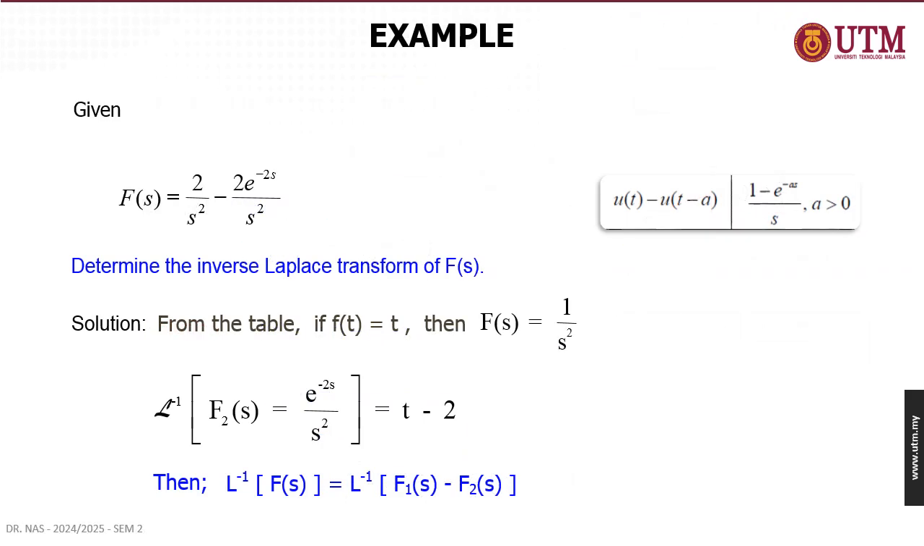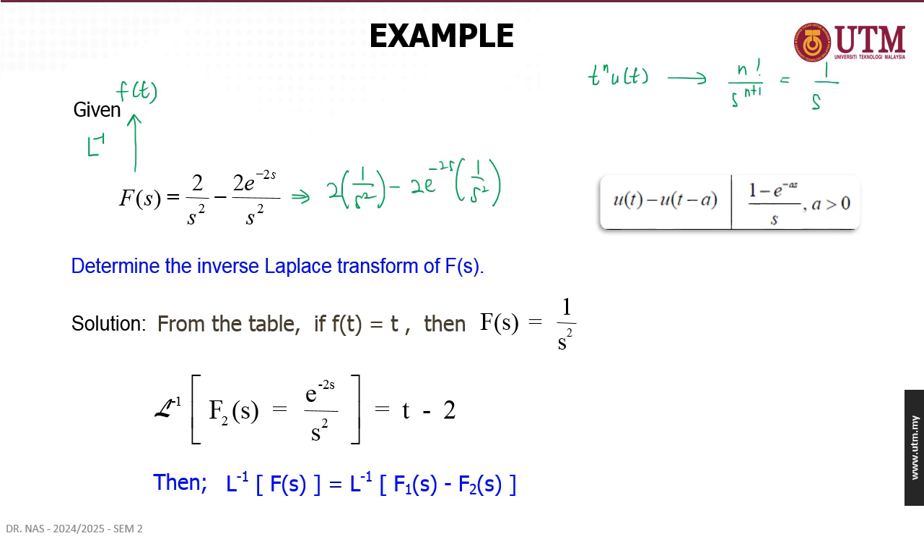Let's look at another example. In this example, you've been given F(s). You need to find the inverse Laplace transform of F(s), meaning that you need to find f(t) by performing the inverse Laplace transform. So you can break down the equation into components. It is equal to 1 over s squared minus 2e to the minus 2s over s squared. Then refer to the table. When you have s to the power of 2, from the table it is supposed to be t to the power of n u(t), which in S domain is n factorial divided by s to the power of n plus 1. Compared to the one you have, 1 over s to the power of 2, n plus 1 is 2, so your n equals 1.